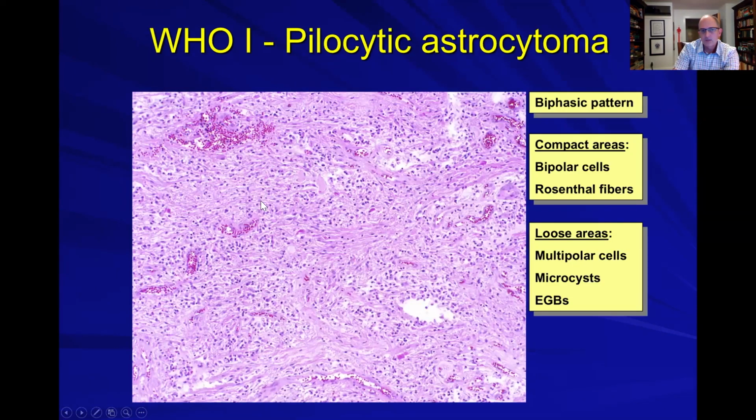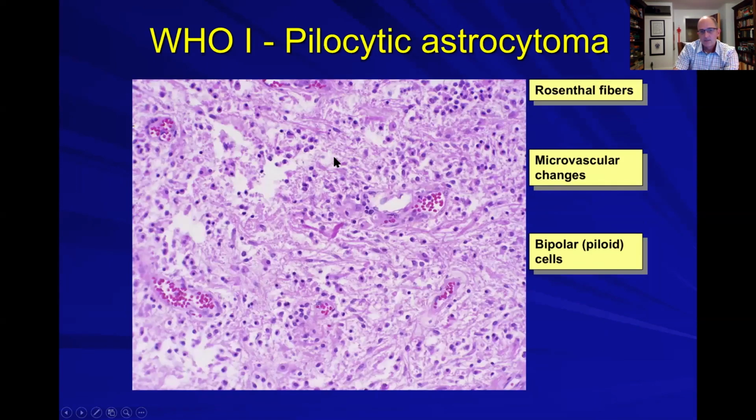So here's a little bit of what that looks like. If you step back, you can see the biphasic pattern. There's the compact areas and the loose areas. Here's an example of those Rosenthal fibers, those long squiggly eosinophilic fibers inside the astrocytic processes.